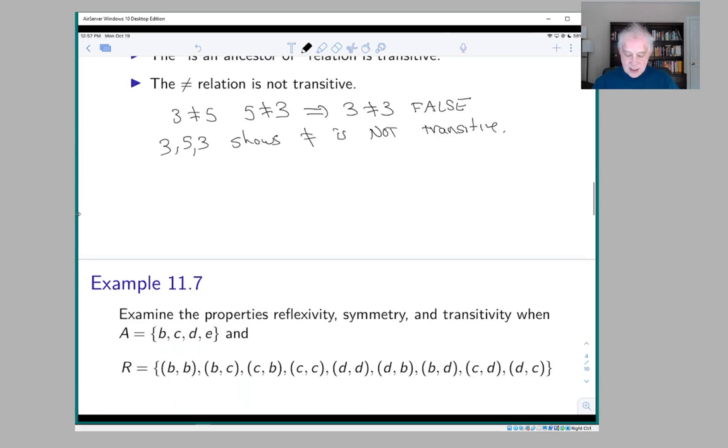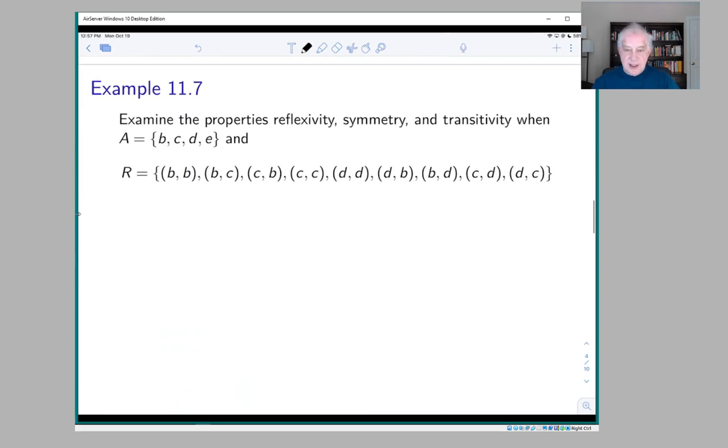Okay. So I took this example from the book. It's described in detail there. You can certainly read it, but I thought I would take a look at the 3 properties for this particular example. So A is the set of 4 letters B, C, D, and E, and R is given by this list of ordered pairs. And let's look one at a time and see if we can figure out what's going on. So let's start with reflexivity.